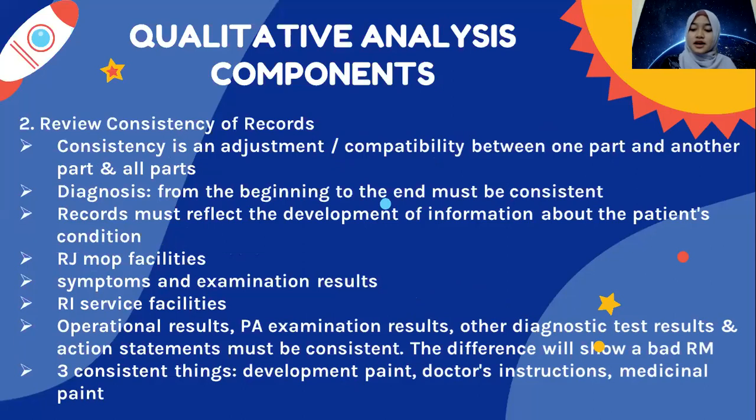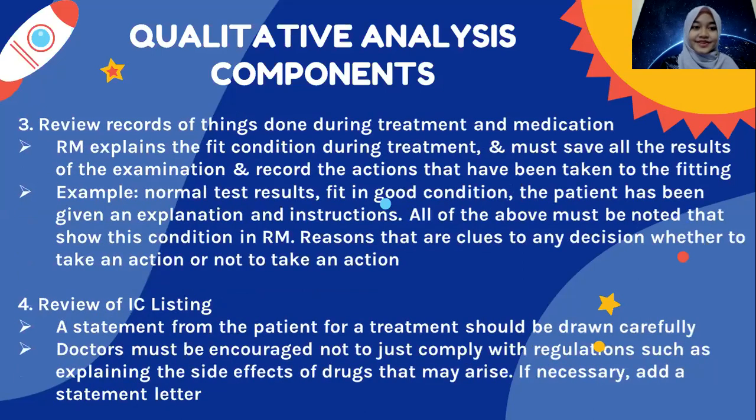And the others, I cannot read all because of time. Okay, next, 3. Review records of things done during treatment and medication. Medical record explains the patient's condition during treatment and must have all the results of the examination and record the actions that have been taken to the patient.